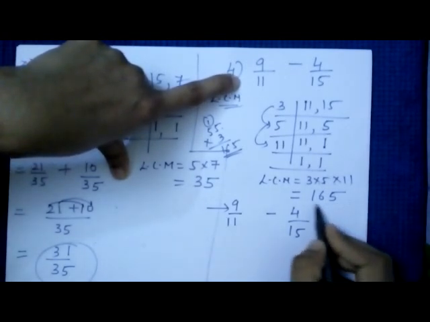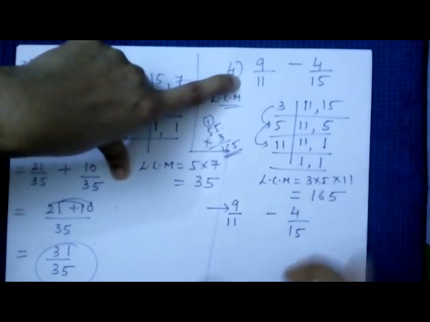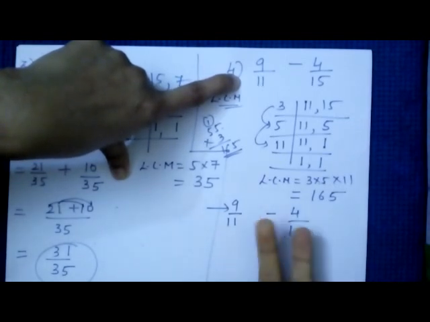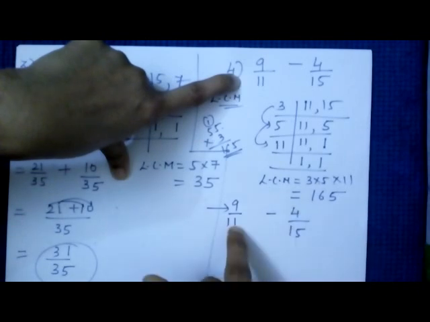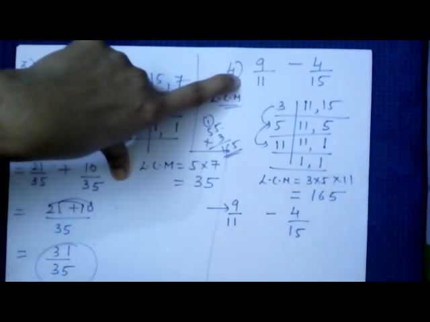What happens? Sometimes our LCM is a greater number. Suppose the LCM is coming very big, a bigger number, then how will you easily find out 11 how many times is 165? Now orally some students may not know that 11 how many times is 165. So you may face difficulty.